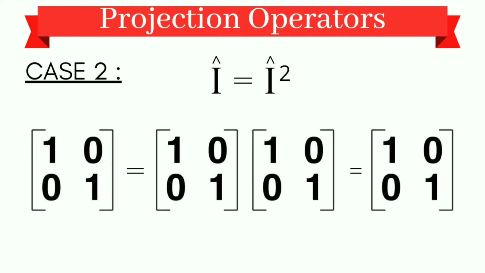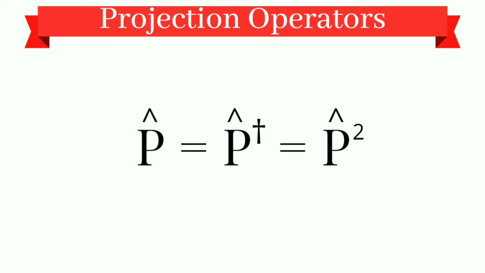Now the second one, that is, it should be equal to its own square. So I equals I square. Again I equals 1 0 0 1. I square would be 1 0 0 1 multiplied by 1 0 0 1 again. And we will get 1 0 0 1, which says that I equals I square also. So from here we can say that the P operator is equal to P dagger equals P square.